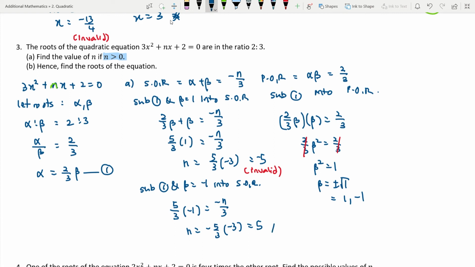And our n is equal to 5. B. Hence, find the roots of the equation. In part A, we already found our beta, which is negative 1. So one of the roots is negative 1. And our alpha is equal to 2 over 3 beta. Substitute beta equal to negative 1. So the second root will be negative 2 over 3.